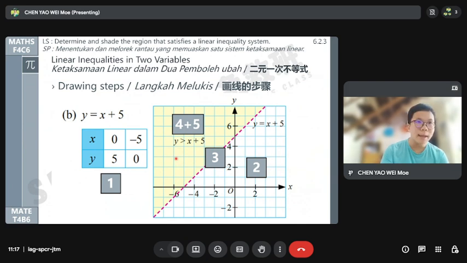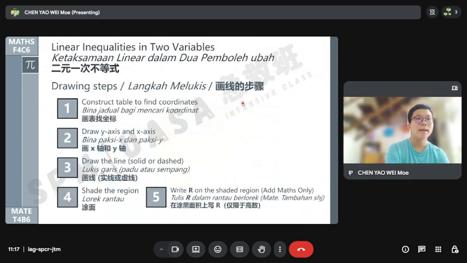Okay, and shape the region. And for MX, we must put R here if the question stated. That's the step. Okay, bina jadual bagi mencari koordinat. Bina paksi X dan paksi Y. Bina graf. Lukis garis batu atau sembang. Rolet rantau. Tulis A dalam rantau berrolet. Ini bagi MS saja. If the question stated, you need to write.